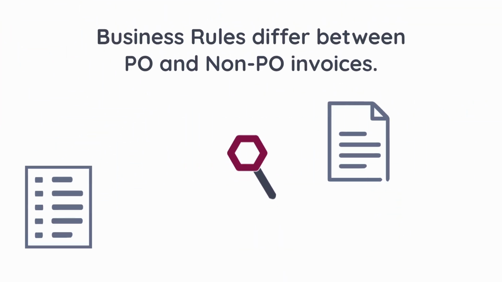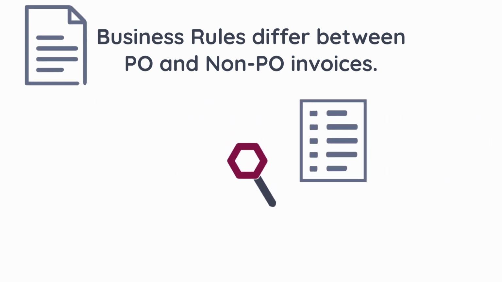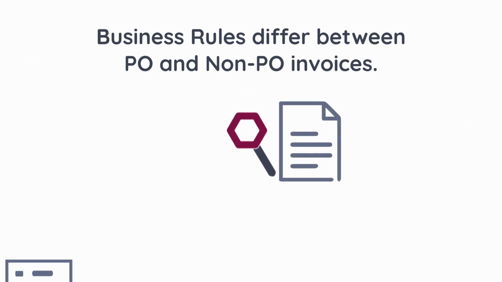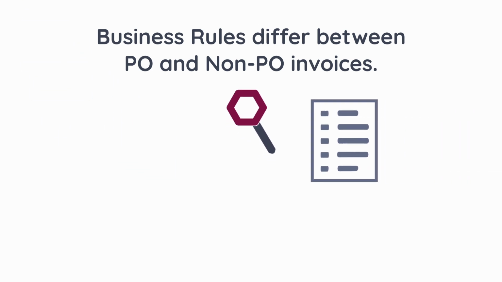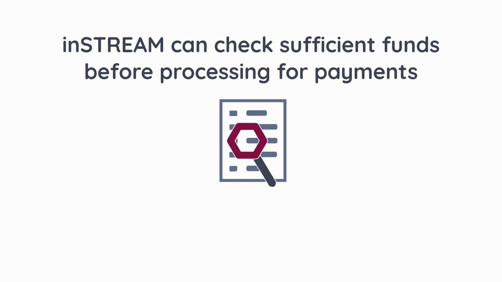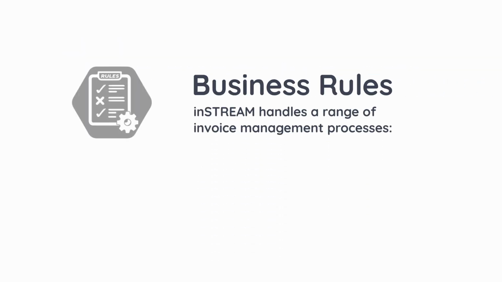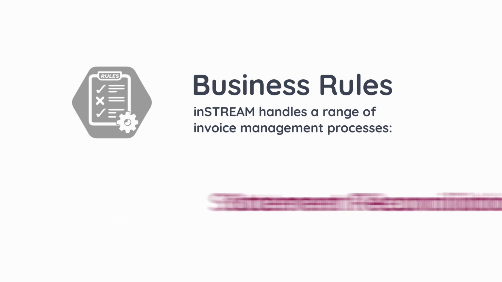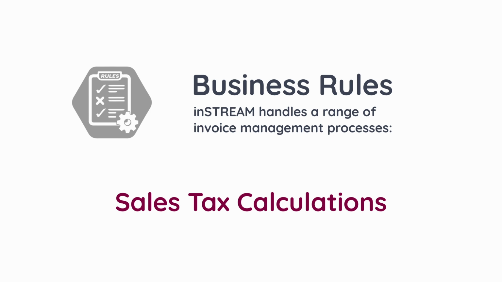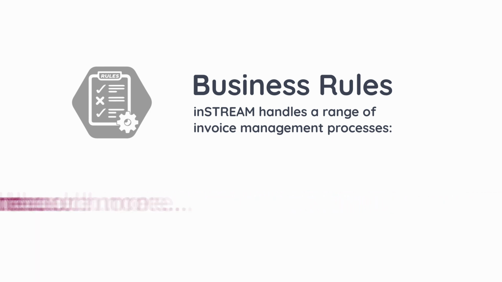InStream relies upon the business rules we define with you up front. For example, your business rules will differ for your PO invoices compared with your non-PO invoices. InStream can also check to make sure there are sufficient funds available on the purchase order in question before processing for payment. Within your business rules, InStream can be configured to handle a whole range of other invoice management processes, such as duplication checking, fraud checks, currency detection, statement reconciliation, sales tax calculations, and much more.